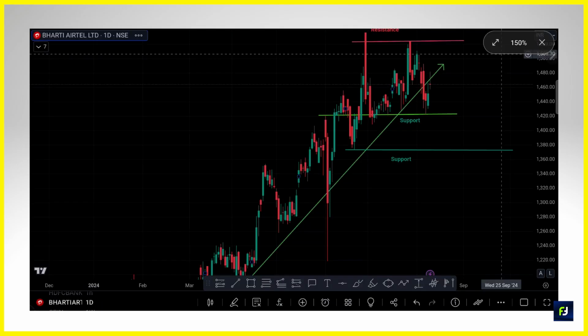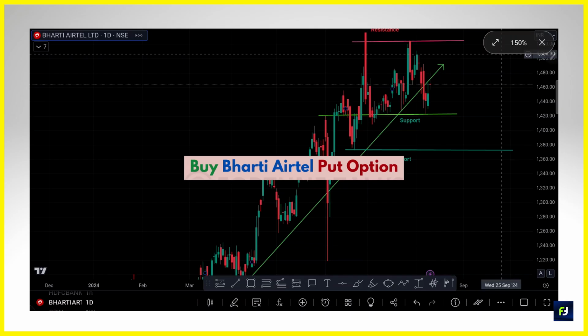As I don't want to miss out on this opportunity of a price decline, I decided to buy a put option contract. Since I want to play this safe, I will select the 1420 level as my strike price. Selection of a strike price in itself is a broad topic to understand. We will definitely talk about it in our upcoming episodes.